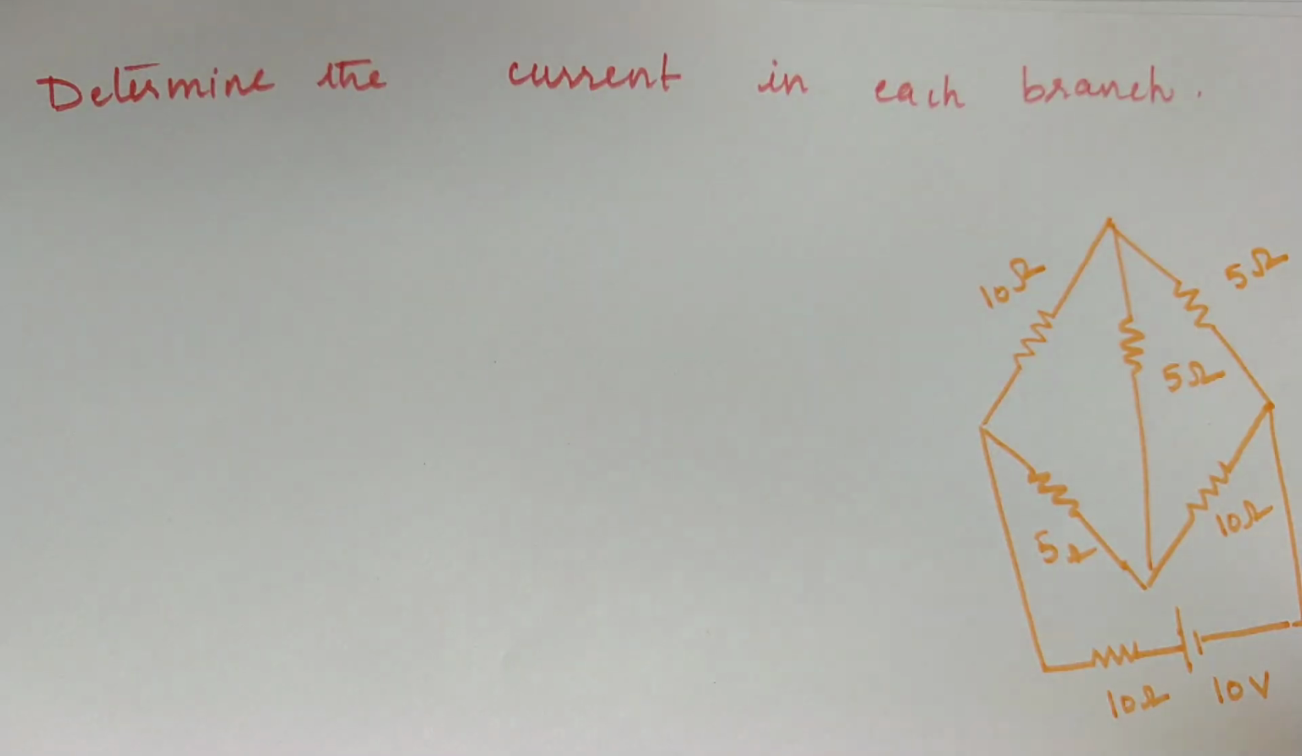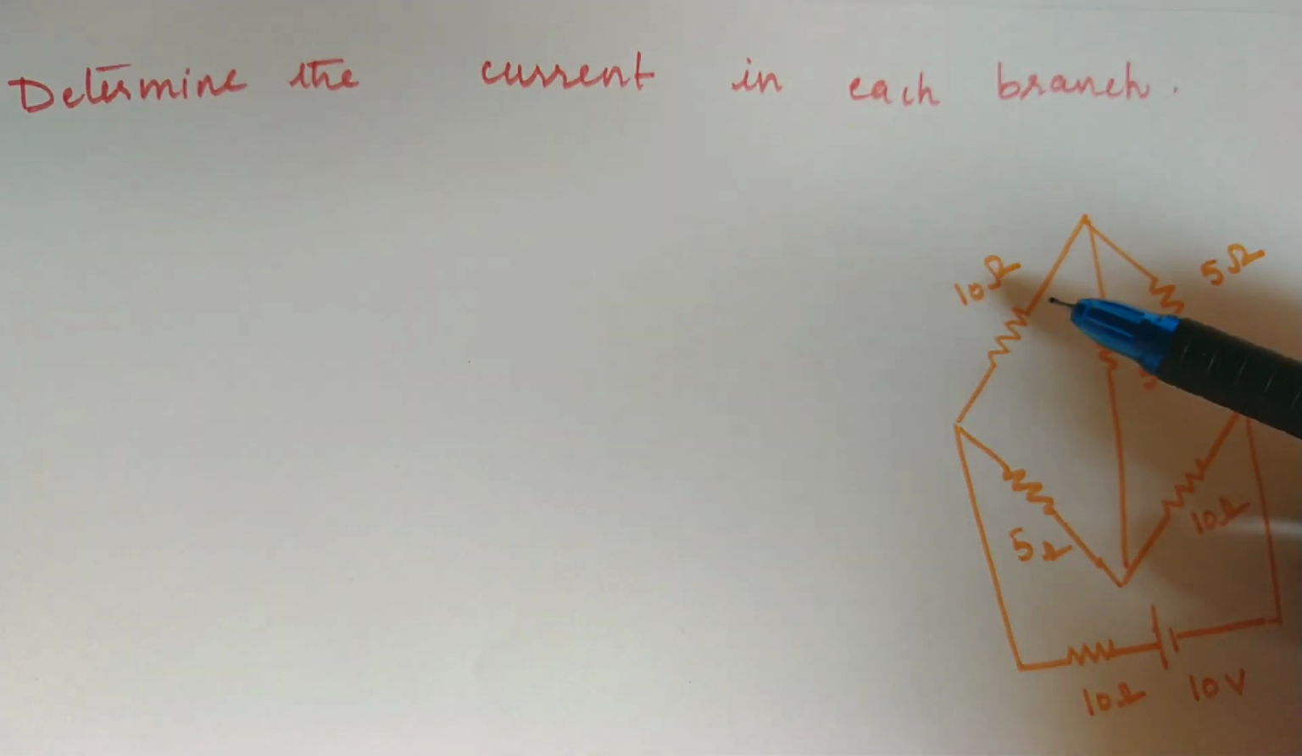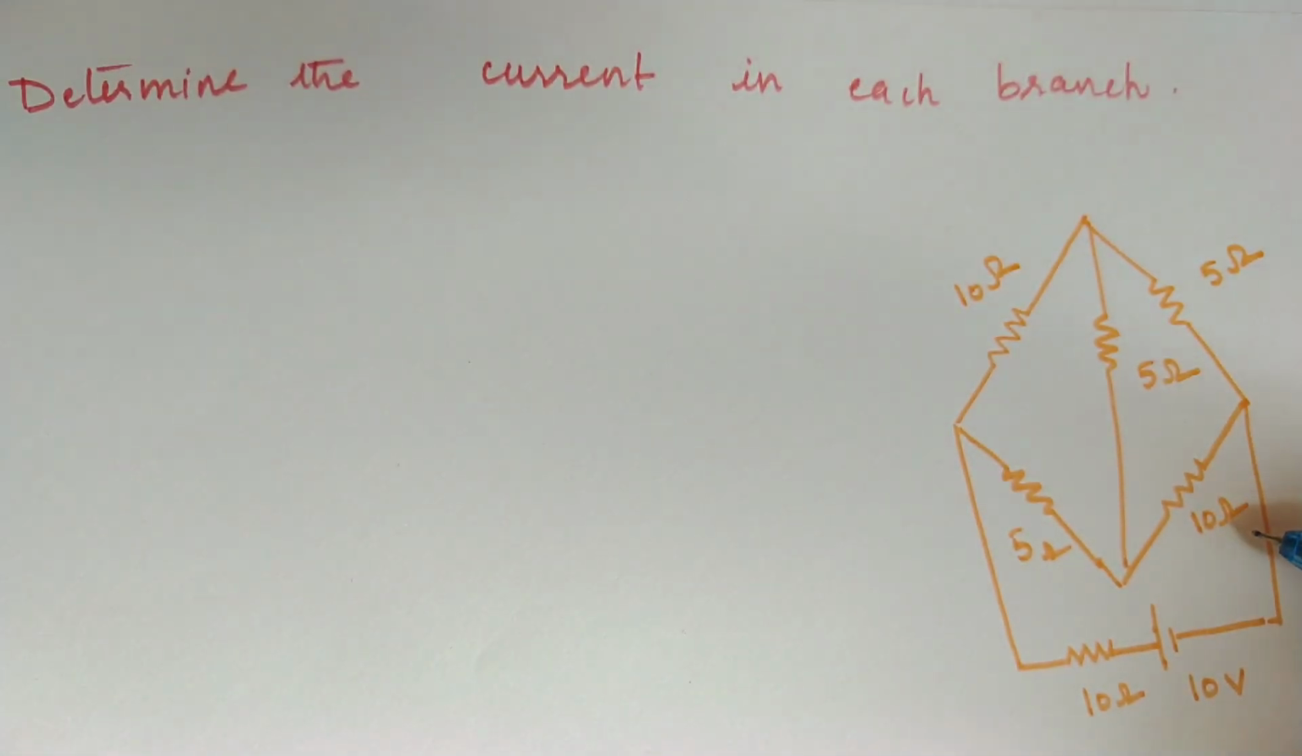Now coming to this question, here we are asked to find out the current in each branch, given a Wheatstone bridge. But look at the Wheatstone bridge. Is it a balanced bridge or an unbalanced bridge? See, 10 by 5 is not equal to 5 by 10. So therefore it's an unbalanced bridge.